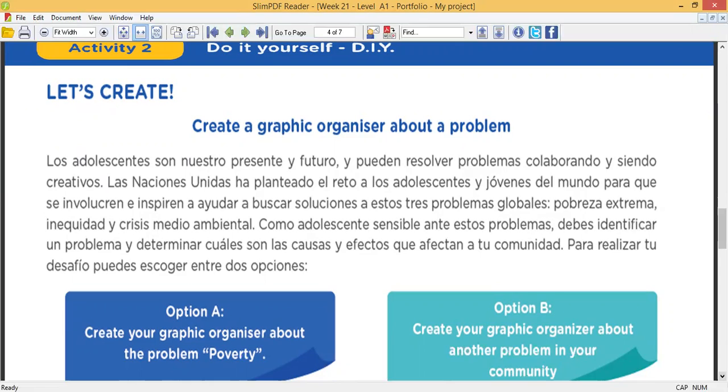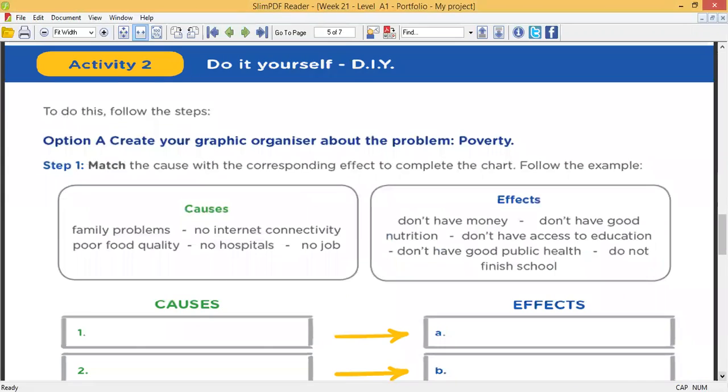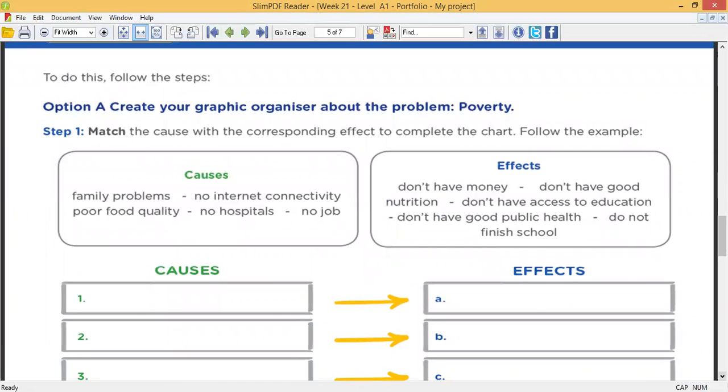And option B, you have to create a graphic organizer about another problem in your community. For example, maybe the robbery, maybe the immigration, or maybe the delinquents, or the garbage in the streets. I don't know. Maybe you notice a lot of problems in the community, and you can take one of them if you decide on option B. Remember that you have to follow the steps.